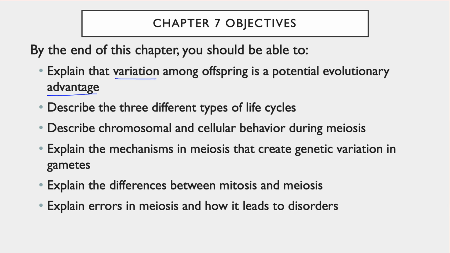reproduction in that population. We're going to look at 3 different types of life cycles. We're going to describe how the chromosomes and cells behave during a process called meiosis. And then we're going to look specifically at the mechanism of meiosis and how it creates genetic diversity in its gametes. We're going to try to look at and compare meiosis to a process we call mitosis, which we learned about in Chapter 6. And then we're going to look at what happens if there's a mistake or error that occurs in the process of meiosis and how that leads to certain genetic disorders.